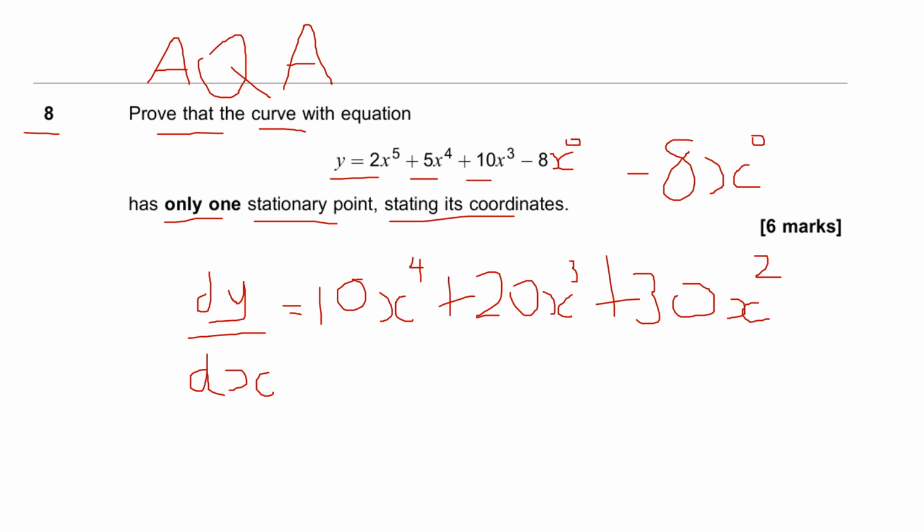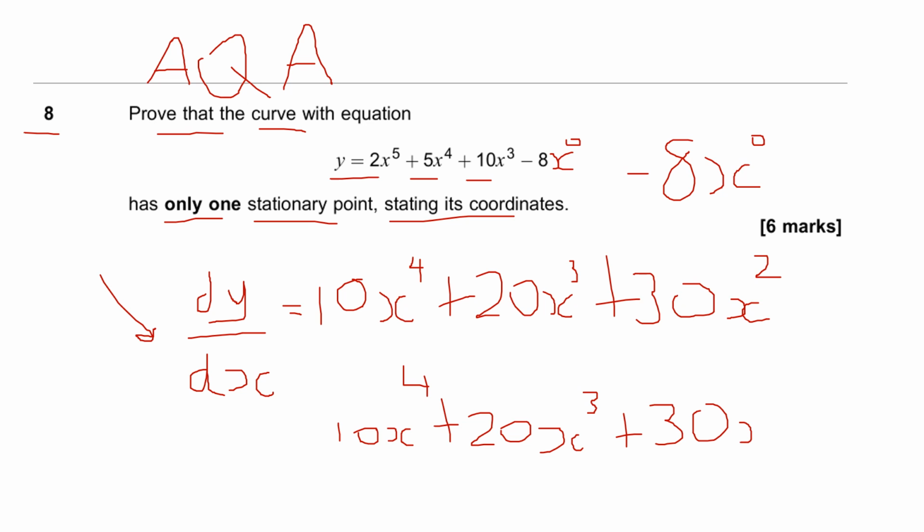Next, we're going to set this equal to 0 and solve. So we've got 10x to the power of 4 plus 20x cubed plus 30x squared is equal to 0. Whenever we have a turning point or stationary point, minimum point, max point, we're looking at derivatives. Here I'm going to pull out a common factor of 10x squared, in brackets.